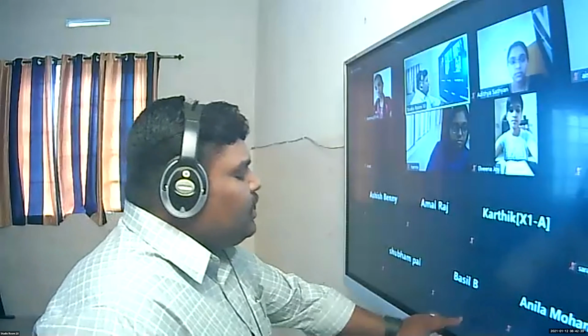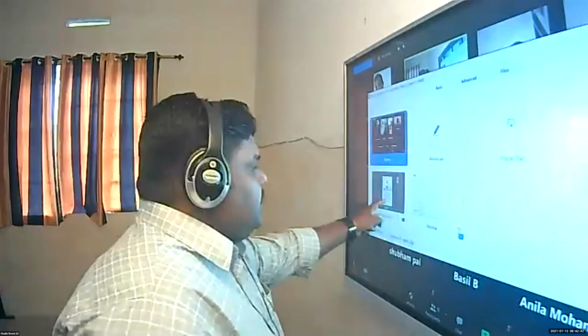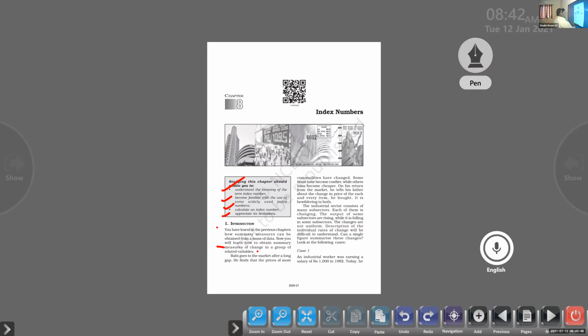So we want to understand how these kinds of things happen. Here, the industrial sector consists of many subsectors. We know that. Each of them is changing. Every day we are able to observe the changes. The output of some subsectors in the industry is rising, while it is falling in some subsectors. In some subsectors, prices are increasing, and vice versa.